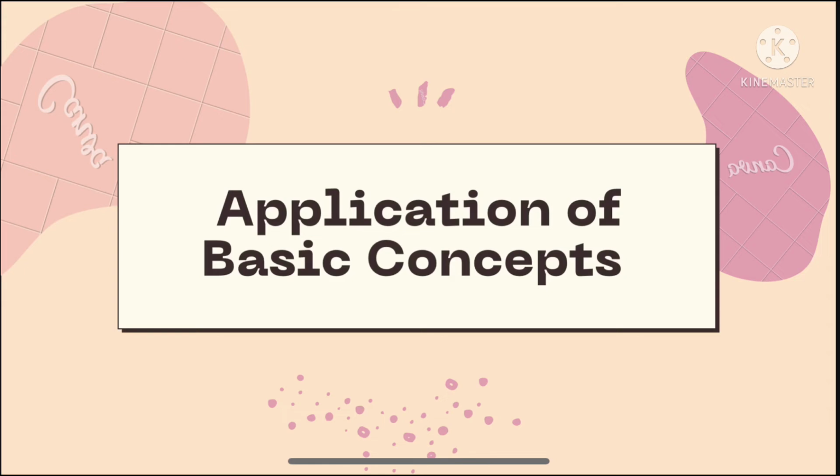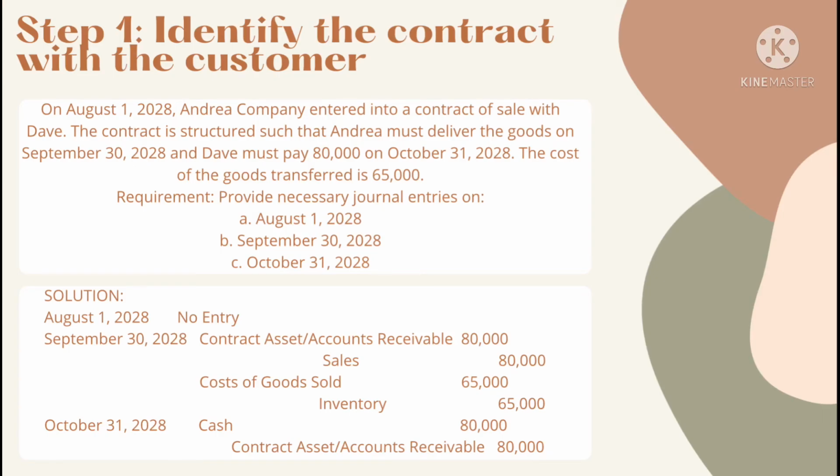Application of basic concepts. Step 1, identify the contract with the customer. On August 1, 2028, Andrea Company entered into a contract of sale with Dave. The contract is structured such that Andrea must deliver the goods on September 30, 2028 and Dave must pay $80,000 on October 31, 2028. The cost of goods transferred is $65,000. Requirement: provide necessary journal entries on A. August 1, 2028, B. September 30, 2028, C. October 31, 2028. So, who has the revenue?